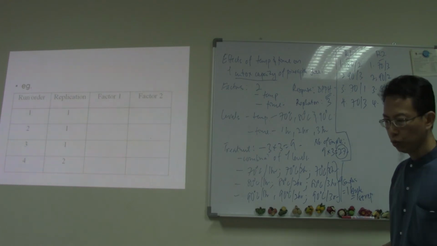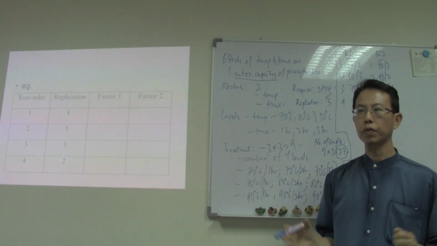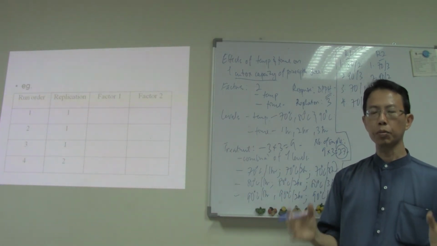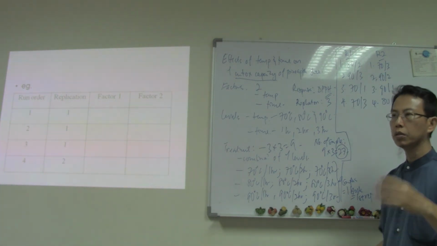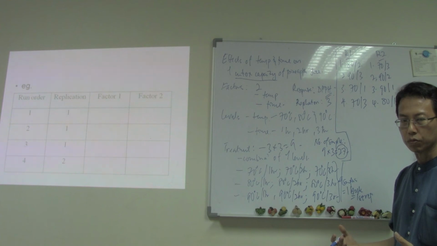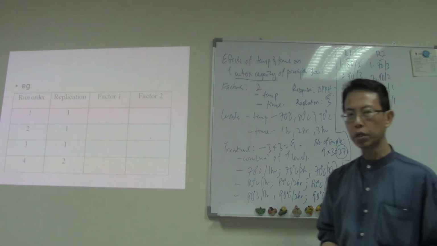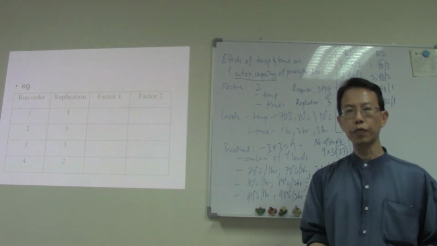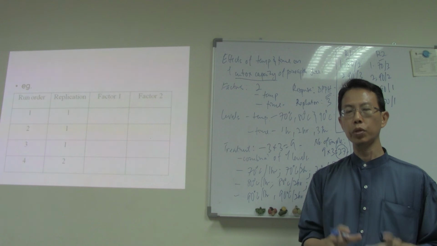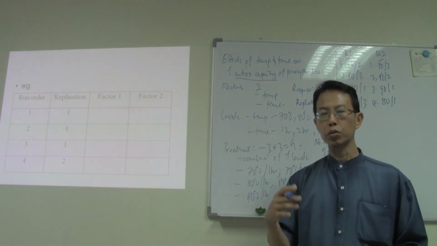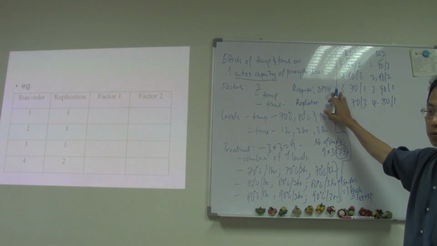So when you go into the lab, the first time you only do the first replication. You follow this run order and then finish everything. Maybe you want to analyze it first, that is okay, or you want to store it first, that is also okay, as long as you are confident and you have proof that when you store in that storage condition, it will not affect the properties that you are going to measure. For example, it will not affect the DPPH value.